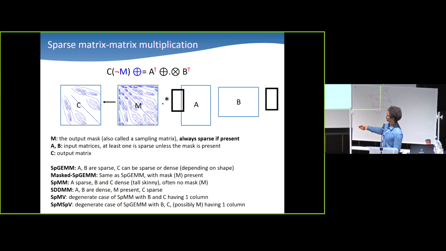SpMM, which is just what we talked about, where B and C are tall, skinny. Sampled dense-dense matrix product, where inputs are dense, but there is a sparse mask, which obviously creates a sparse output. And then the SpMV and SpMSpV, which are vector cases, are just degenerate cases of the other two, where B and C have only one column, right? So this actually would map to 6 different functions under the covers.